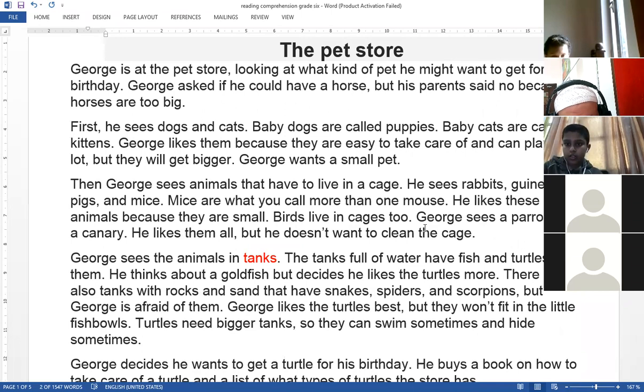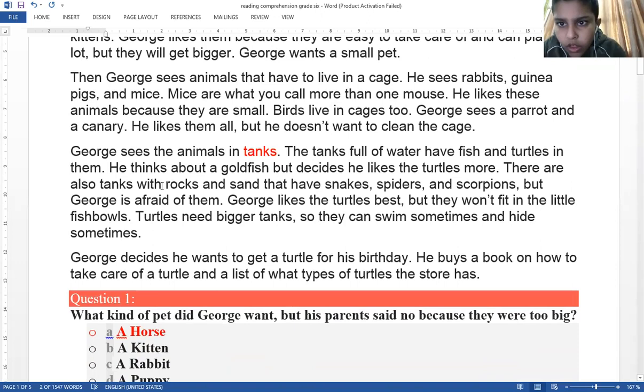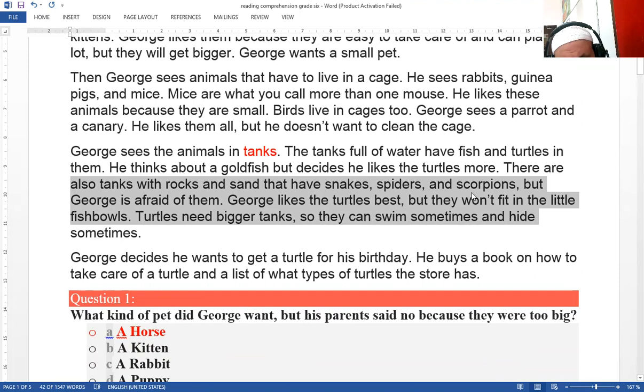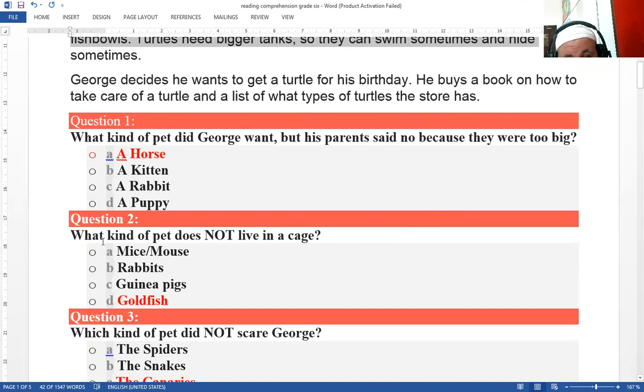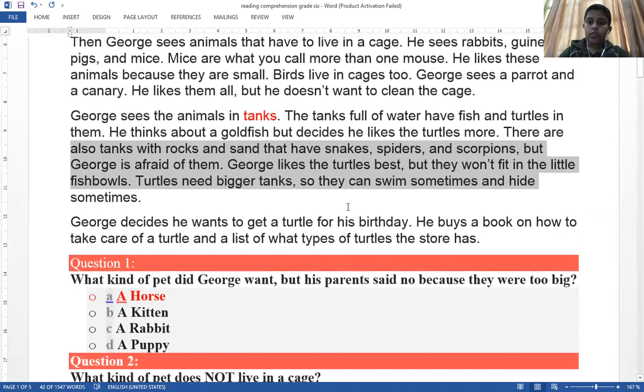Look here, read this part and you'll find out. There are also tanks with rocks and sand that have snakes, spiders, and scorpions. But George is afraid of them. So now he is afraid of snakes. He's afraid of spiders. He's afraid of scorpions. So when he asks you what kind of pet did not scare George, you cannot choose any of them. Do you understand?